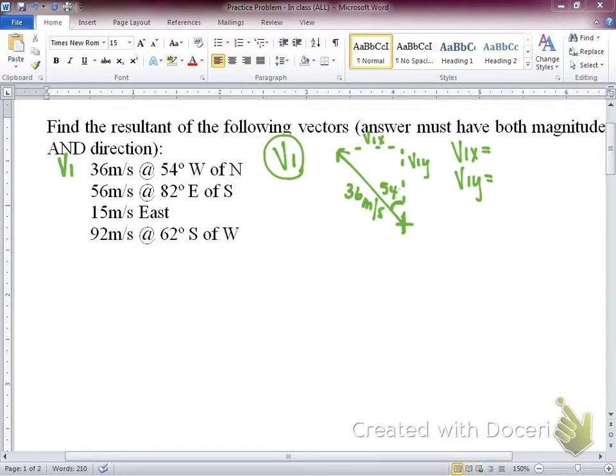So if as I'm working through this you are getting something different or you're not seeing where these numbers are coming from, please stop me and ask, okay? Because we have to understand where these numbers are coming from. Okay?